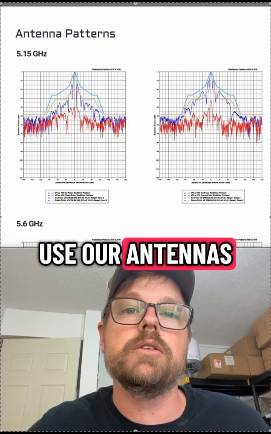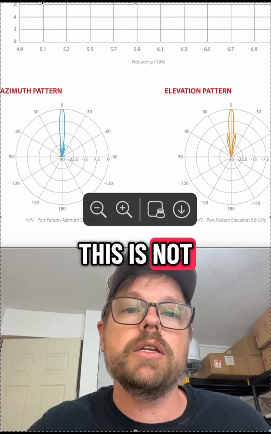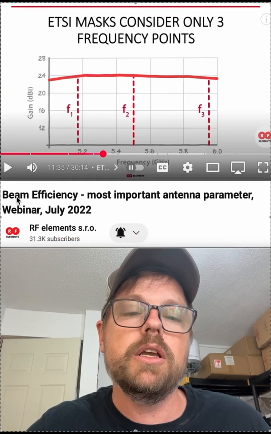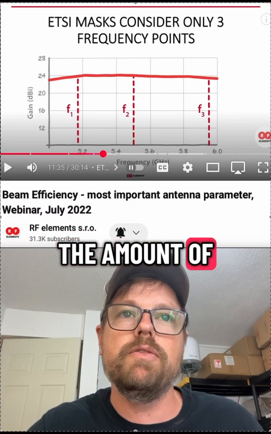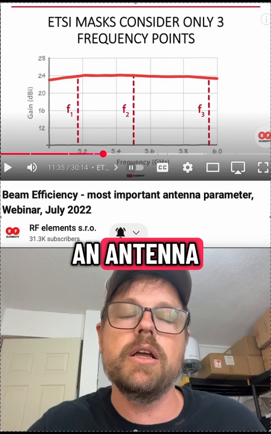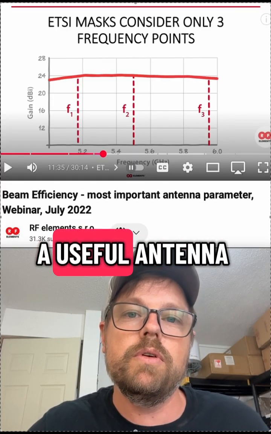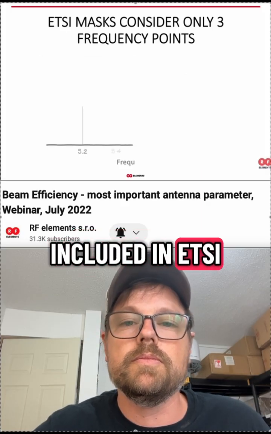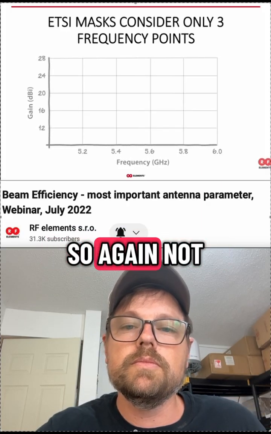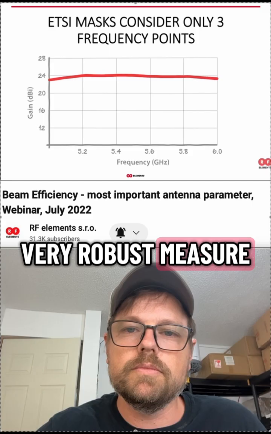This is not beam efficiency, a single number representing the amount of side lobes on an antenna, which is also not a useful antenna parameter. Included in ETSI mask's definition. So again, not a very robust measure.